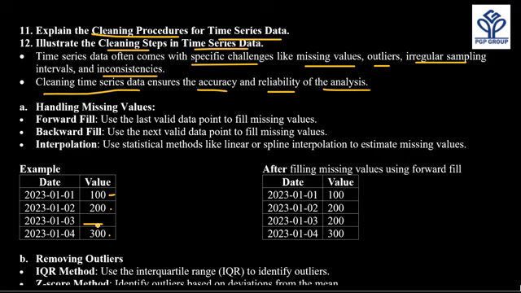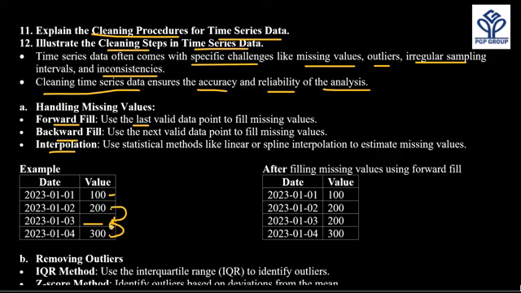How can you handle this missing value, or fill some value here? There are some techniques available. The first technique is forward fill, the second is backward fill, then interpolation. Using any of these techniques, you can fill the data. Forward fill means use the latest valid data point, the last valid data point, to fill the missing value. So I can take 200 and write it here. Backward fill means use the next valid data point to fill the missing value. So I can take this 300 and write it here.